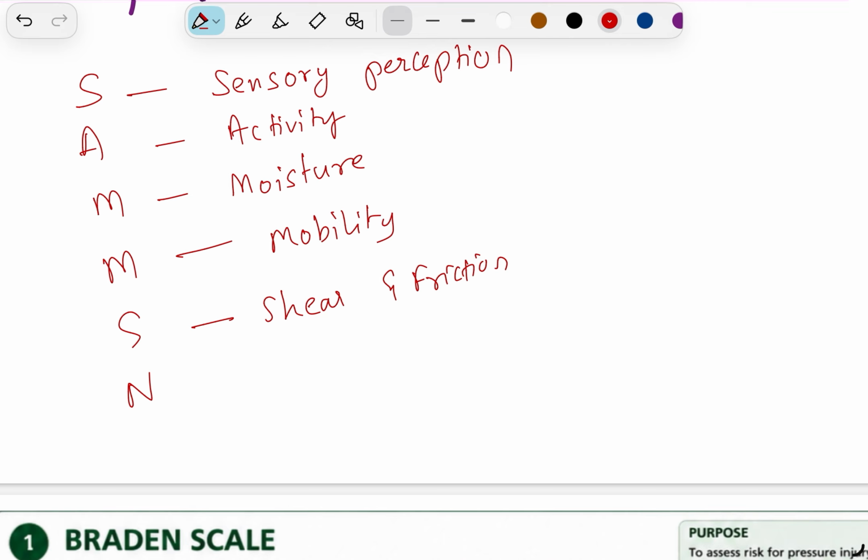Shear and friction. Next one is nutrition.